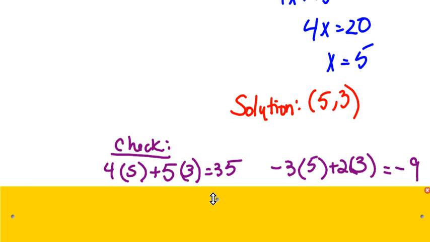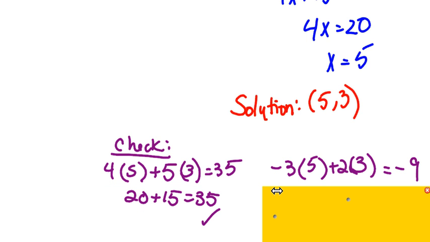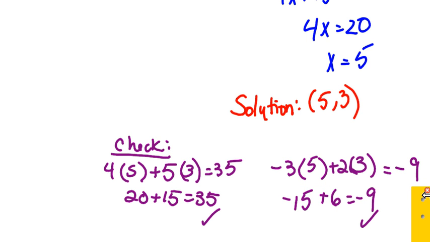So our first equation, 4 times 5 plus 5 times 3, 20 plus 15 gives us back our 35. So that's okay. Now checking our second equation, we would have negative 15 plus 6, and that gives us back our negative 9. So we verify that this is the location where both lines will meet.